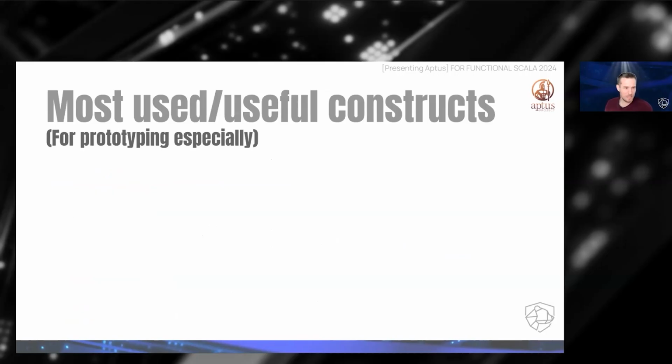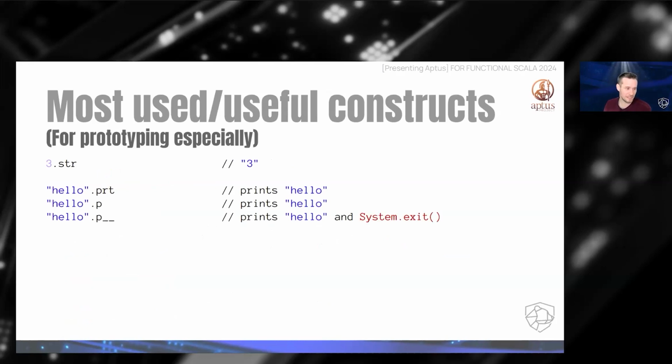So now let's go over the most useful and used constructs, at least in my code base. So the first slide will be about prototyping especially. So the first one is .str, because like I said, I'm lazy, I don't like to type toString. Then PRT, which just prints to the console and still returns a string. And because I'm lazy, I also have a shorter version called P, which I use a lot. And lastly, the P __, which prints hello, returns a string but exits. And I'm barely ashamed at all to be using this. I use it all the time.